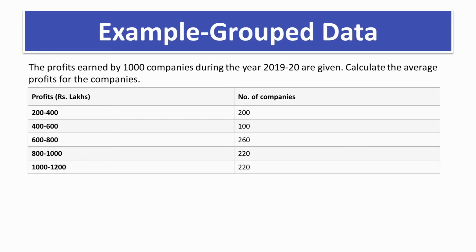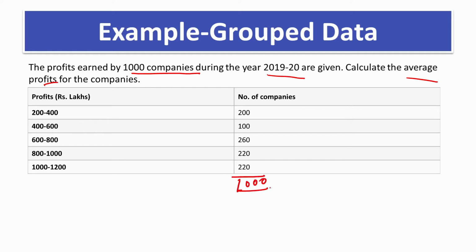Let's look at this example. In this example, you can see there are 1000 companies. The profit earned by 1000 companies during the year 2019-20 is given, and you have to calculate the average profit for the companies. So in this case, there are 1000 total companies. Look at this, the total of these companies is 1000.